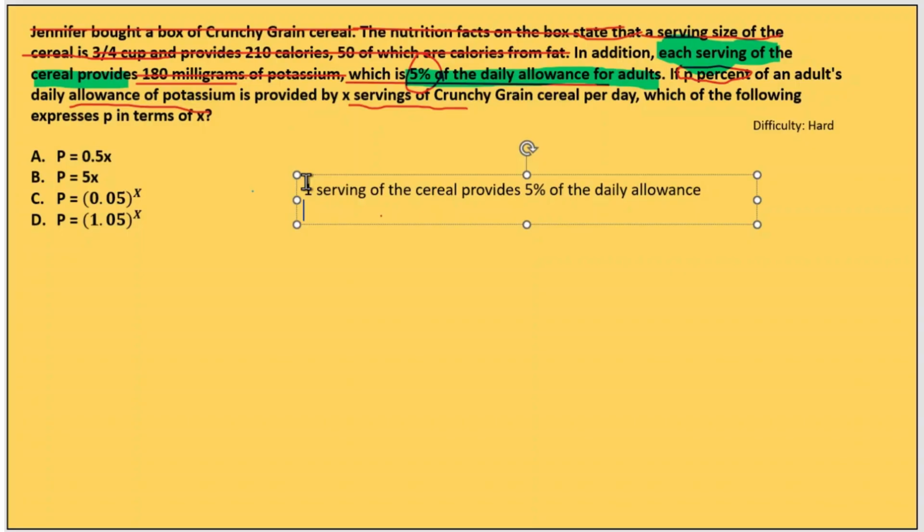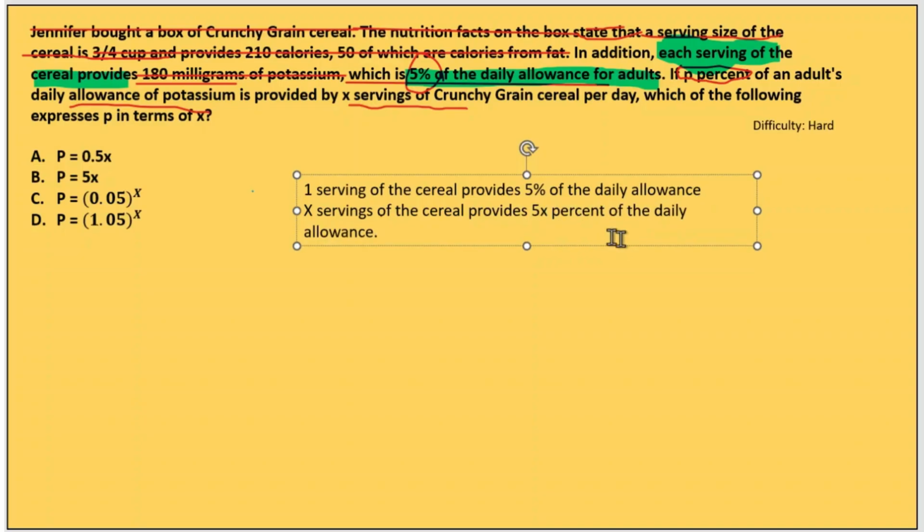As we know, one serving of the cereal provides 5% of daily allowance, which means X servings of the cereal provides what percent? Of course, 5x percent. 5x percent of the daily allowance. Right? Yes. And what is this 5x here? 5x is actually the amount of percent, 5x percent of the daily allowance.